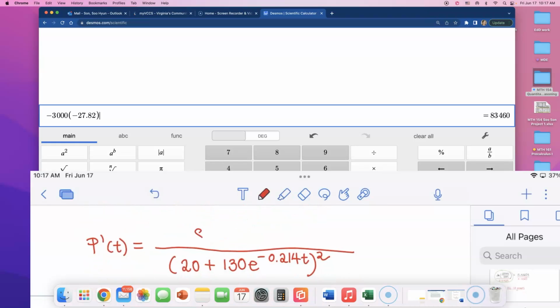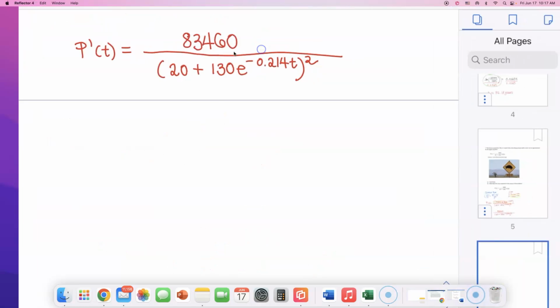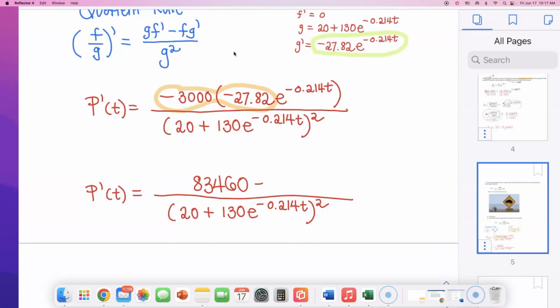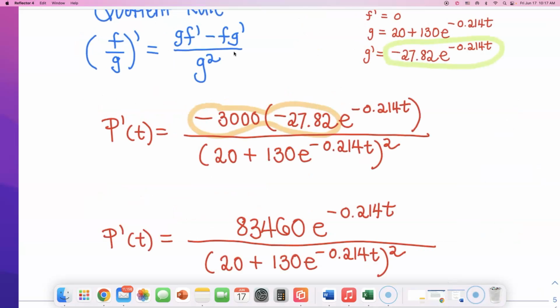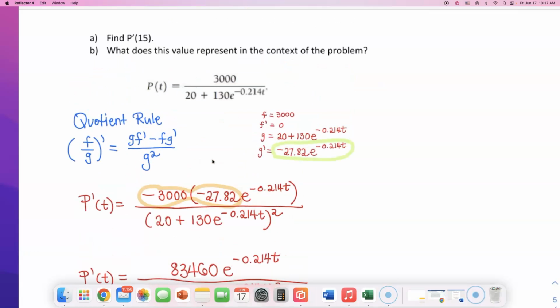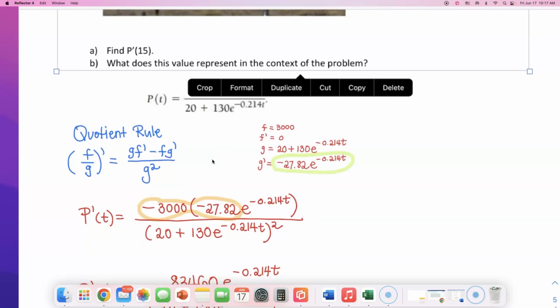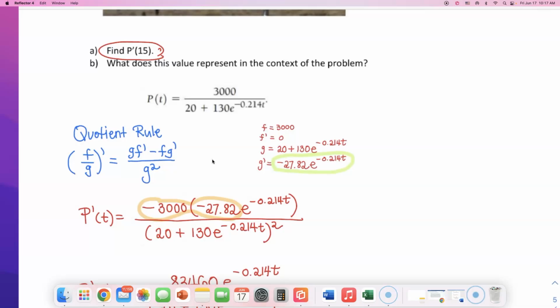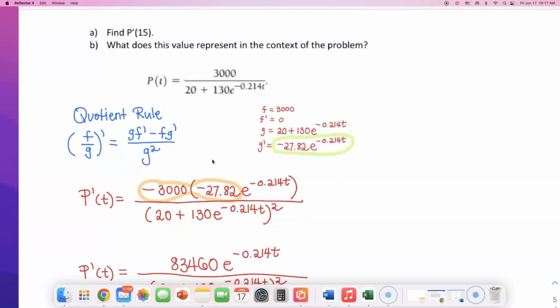Okay, so 83,460 times, and I'm just going to go back to my paper, okay? E raised to the negative 0.214t. Now we found the derivative function, okay? That's how fast this turtle population is changing at any year t. They wanted, in part A, to find P prime of 15. So all we now need to do is plug in 15 into our answer. Ready? So let's do that.